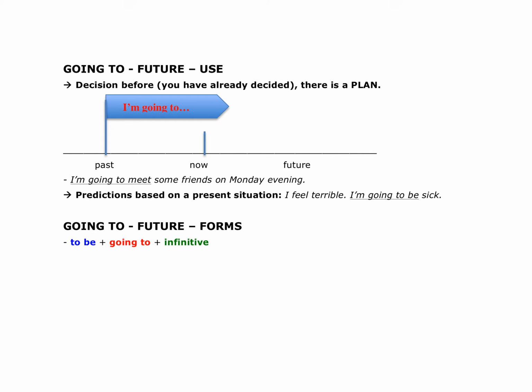I will explain to you how to form the going to future. First of all, you need the verb to be, the auxiliary. And then you add going to, which always stays the same. And at the end, you use the infinitive. So here I have made an example for you. I am going to meet my friends tonight for dinner. Or, I'm going to meet my friends tonight for dinner.